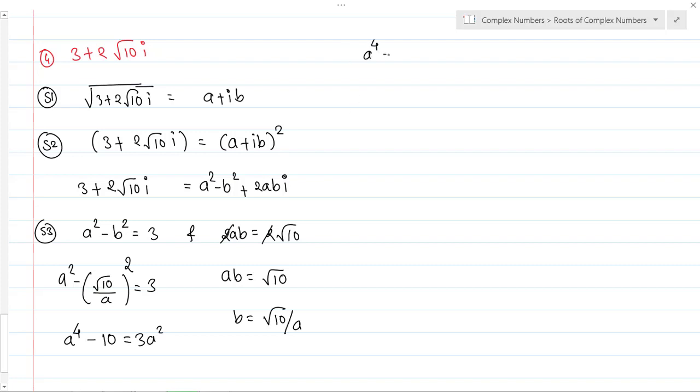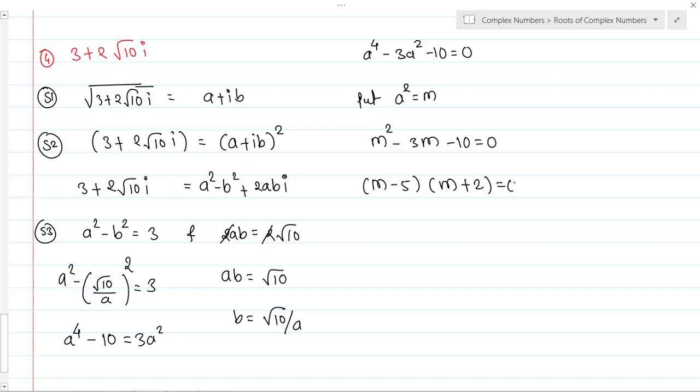So a to the power 4 minus 3a square minus 10 equals 0. Put a to the power 2 equals m. So I will have m square minus 3m minus 10 equals 0. I want the addition to be minus 3 and the multiplication to be minus 10. So the factors are (m minus 5)(m plus 2) equals 0. So m equals 5 or m equals minus 2.